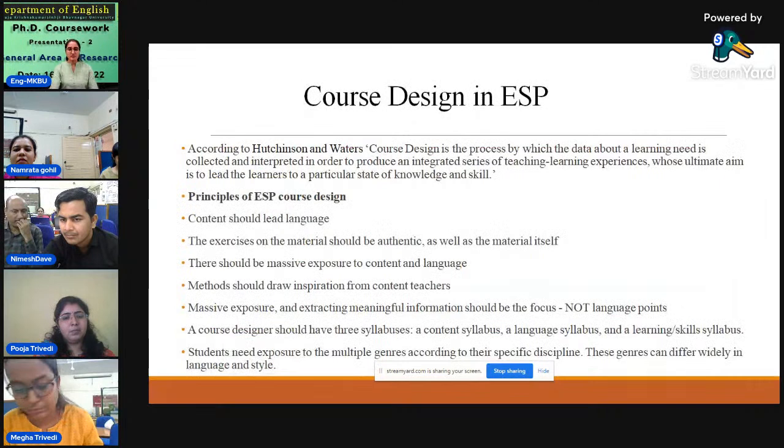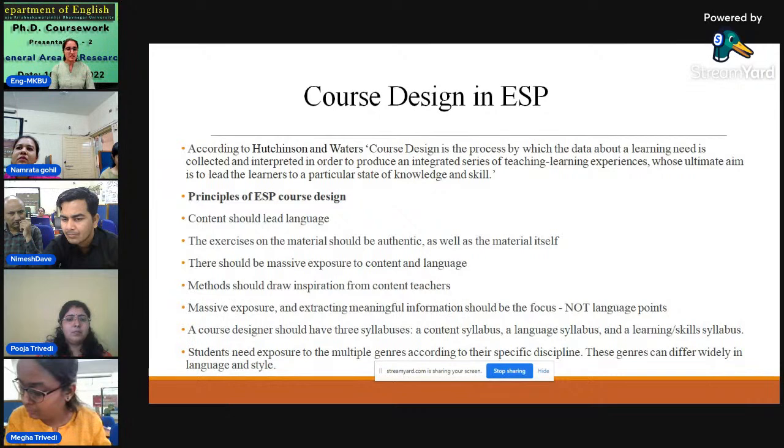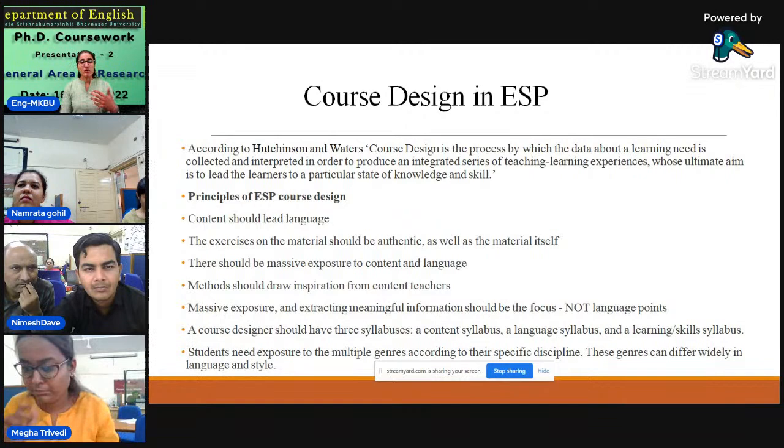First of all, course design, as the name suggests, specifically when we talk about ESP, English for specific purpose. As a course designer or syllabus designer, we should understand the language abilities or language needs of the learner. What is the requirement? What are their needs, specifically in the context of ESP? So course design is basically the process by which we as designers collect data from the learners regarding their needs and what kind of knowledge and skill they want to achieve at the end of the course.